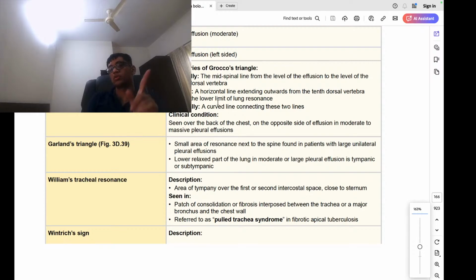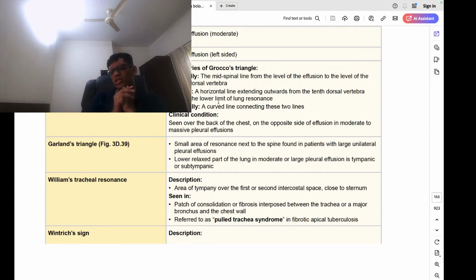From the level of the effusion to the level of the dorsal vertebra, a paravertebral triangle of dullness will be seen. Below is a horizontal line extending outward from the 10th dorsal vertebra on the lower limit of the lung resonance. Laterally is a curved line joining these two lines. It is seen on the back of the chest on the opposite side of the effusion in moderate to massive pleural effusions.